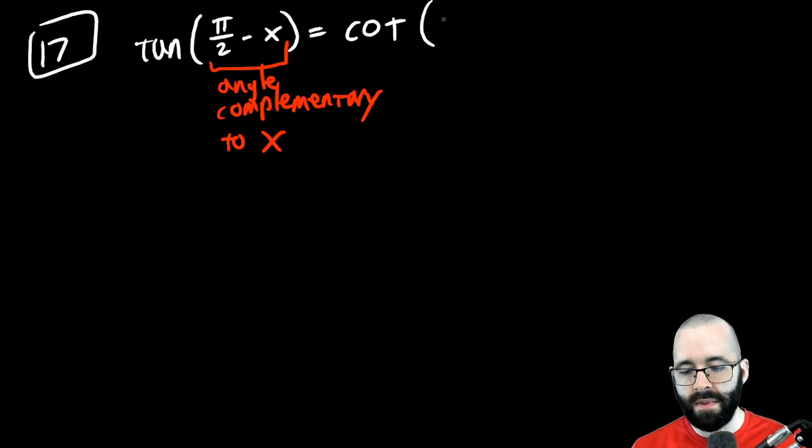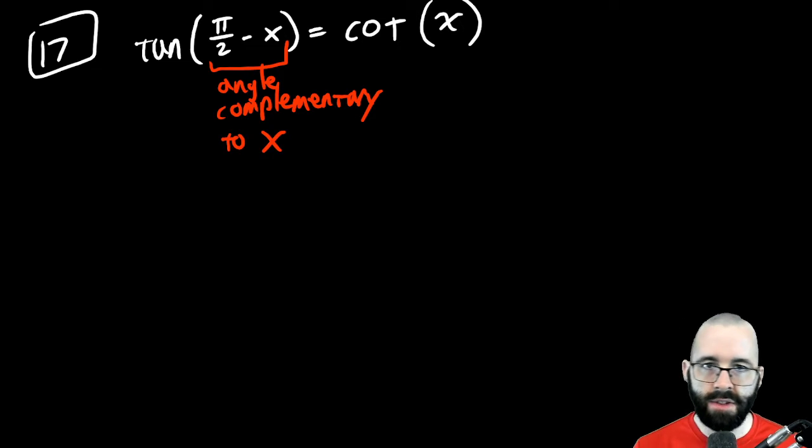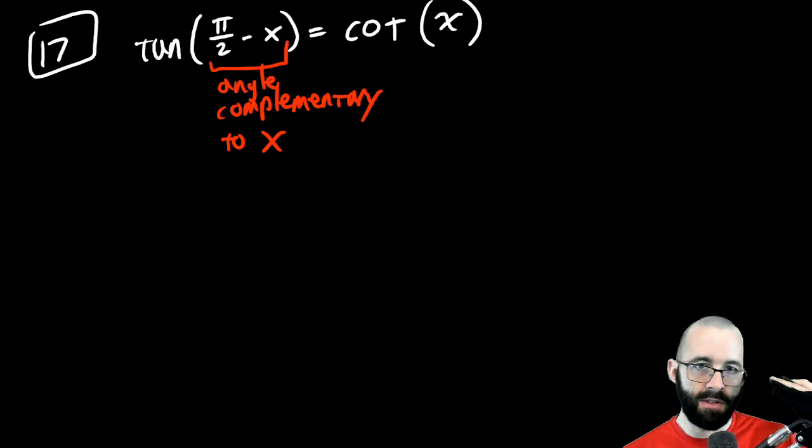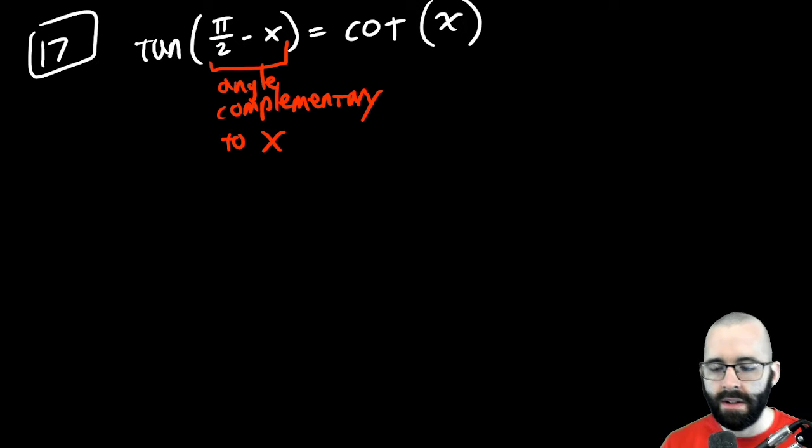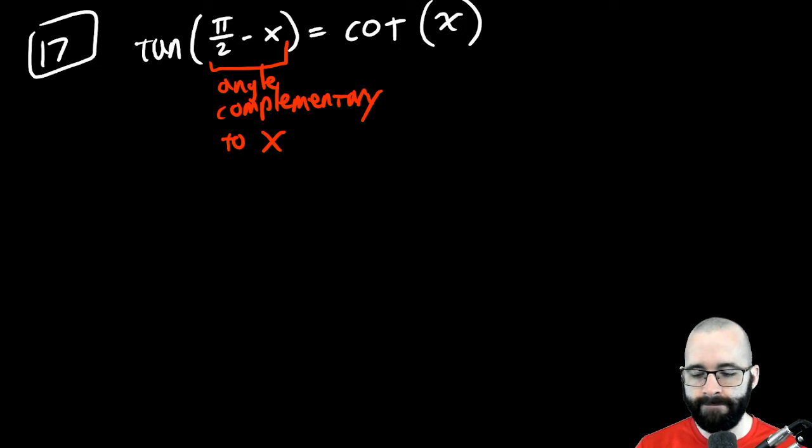All right. And it's complementary to x. X and pi over 2 minus x are complementary angles. So this is one way that we can use a cofunction identity. That's all there is there.